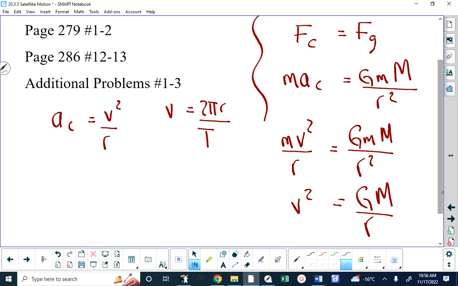Just a couple more quick things, and then we'll see if you have any questions from yesterday. In addition, once you know v, of course, you can use this formula to find T.